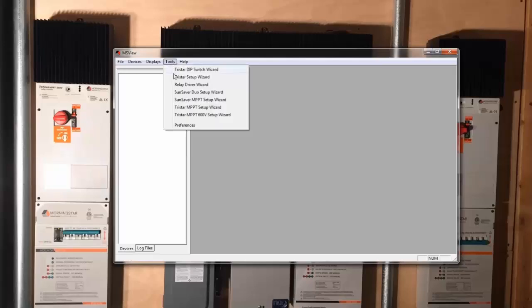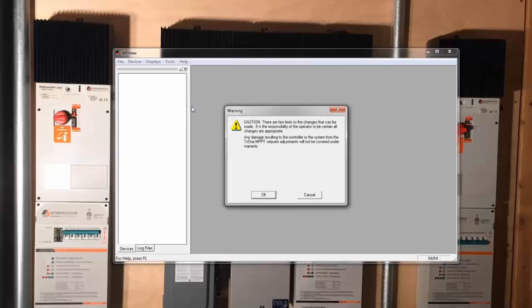The tools here have all the different setup wizards available for all these different products, and we're going to use the TriStar MPPT Setup Wizard. And the first thing that comes up is a warning, a little caution that you don't want to create any settings that would result in damage to your equipment.